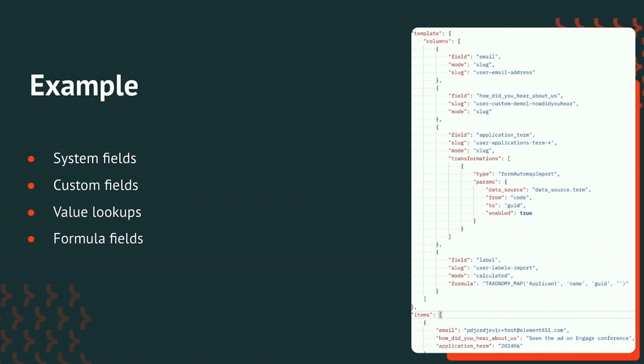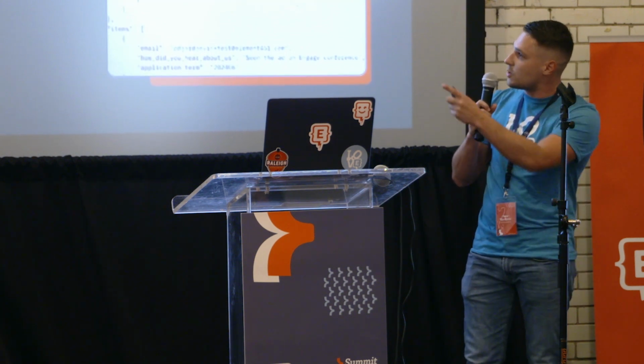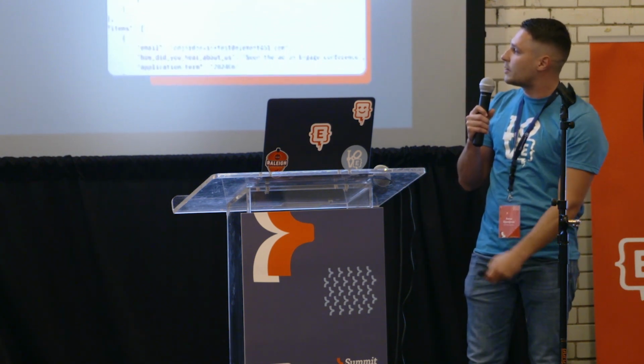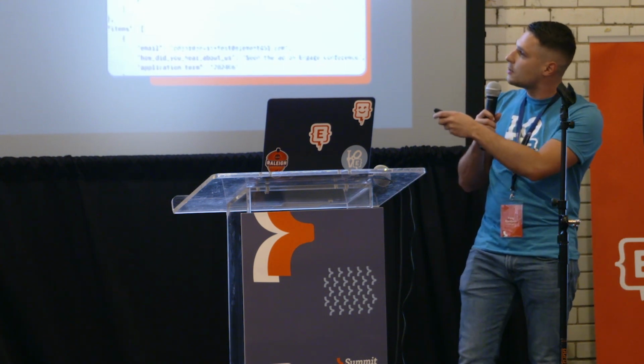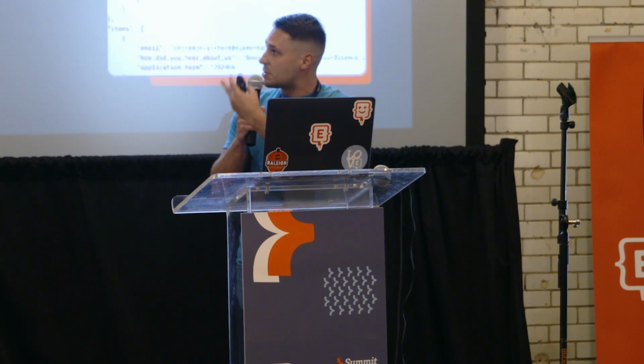So here is one more good example. It showcases an actual customer example. We are sending a student email, how did you hear about us, and an application term. So imagine now you are reading from an external system where you capture applications. That can be Common App, that can be CFNC. You can read that data. You can use this and send that to Element and populate those fields easily. All the fields are supported. So you can use system fields, you can use custom fields, you can use the value lookups that we just explained. You can even use the calculated fields or the formula fields as well.